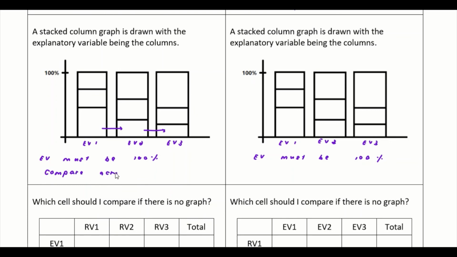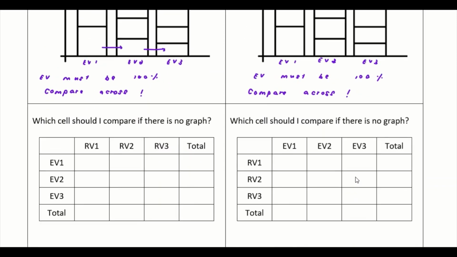So do not do anything that is like comparing in between them. Okay, so you are comparing across. So similarly like this. Okay, so now this is the part where I want to talk about if let's say the question didn't ask you to draw the stack column graph, then how can you actually read your information from the table? Okay, so it's actually very easy.